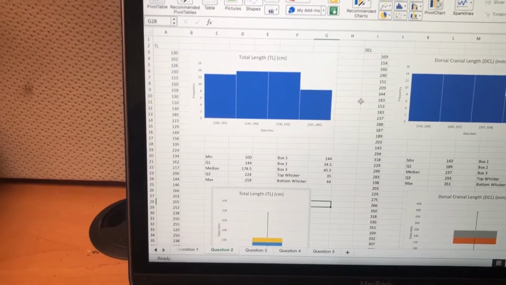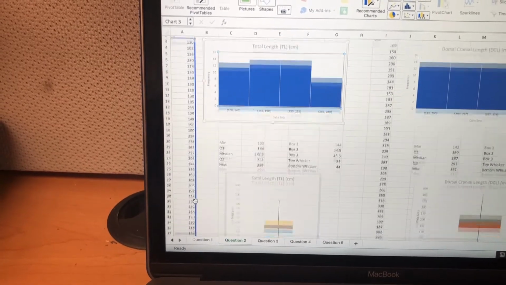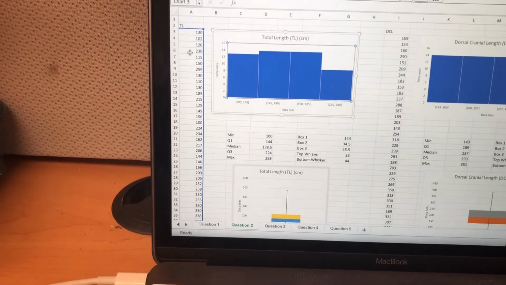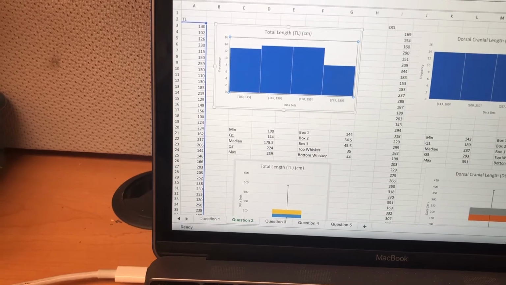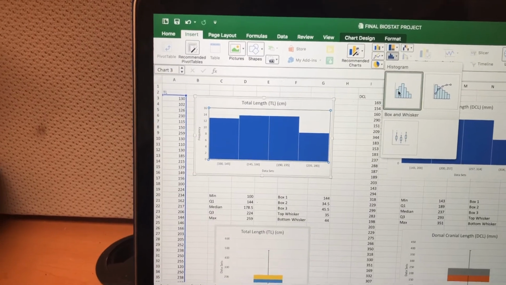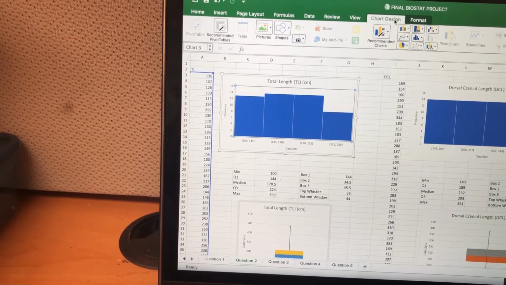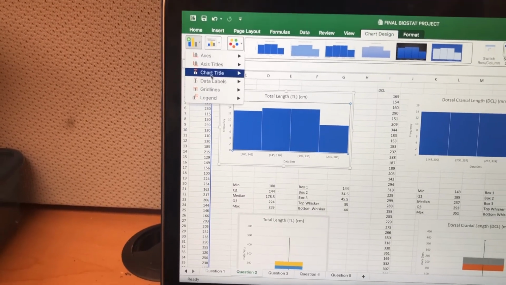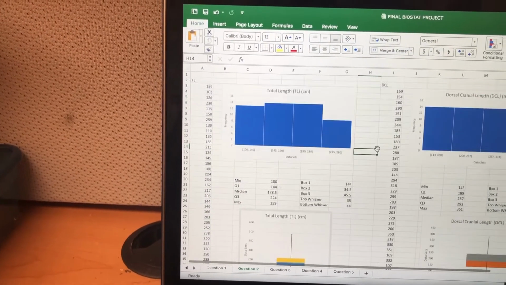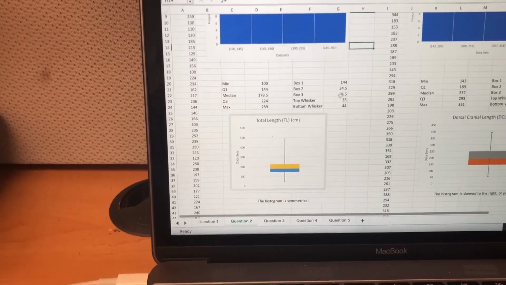Okay, for the histogram, all you do is literally select all 50 data points that we have been given. So for this specific example, I'm going to do total length again. You go to Insert, Chart, Histogram, and it brings up this, and you just go to Chart Design to add your chart title and your axis titles, and that's how you do the histogram.